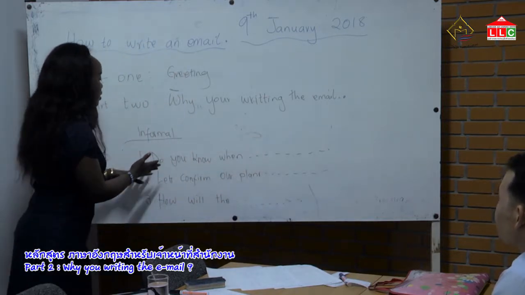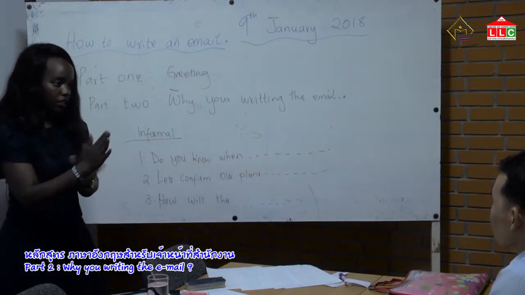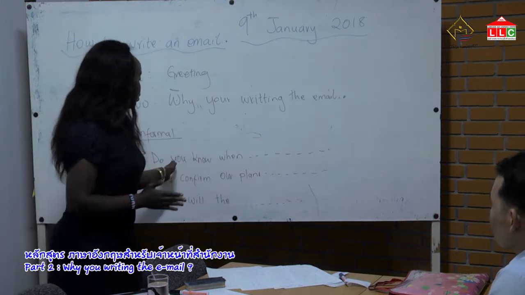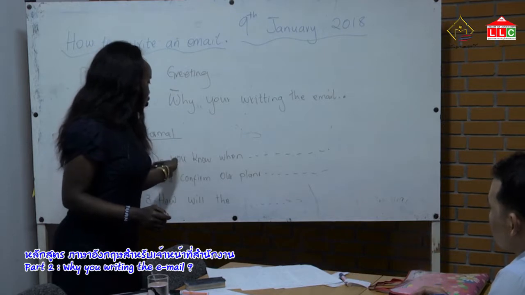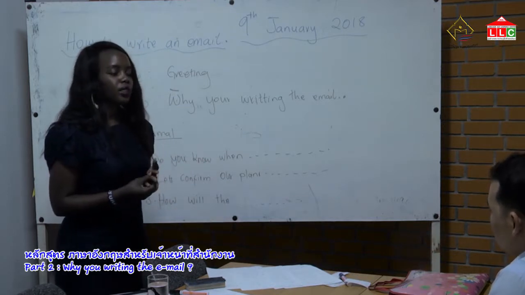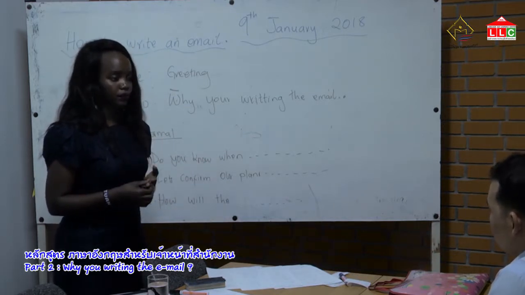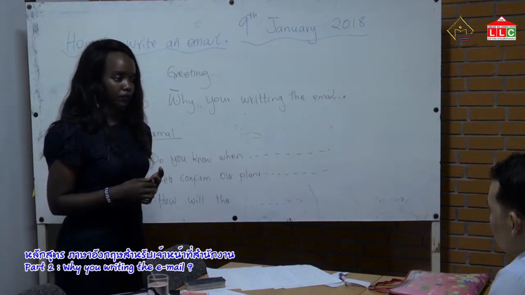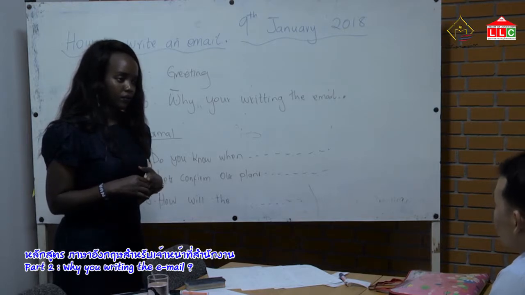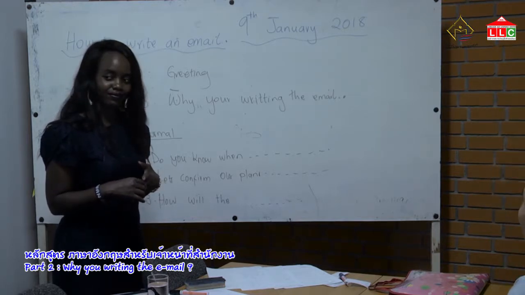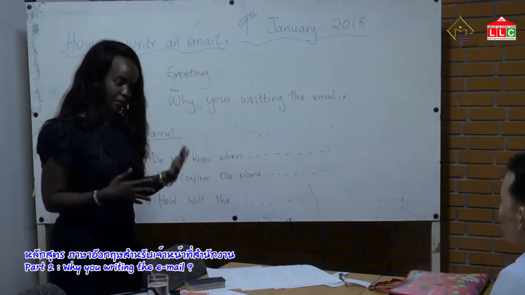Okay? So let's start. Number 1. We are informal in this case. Try to write to me a letter regarding anything using "do you know when". Just think about it. Just take your time, think about it.